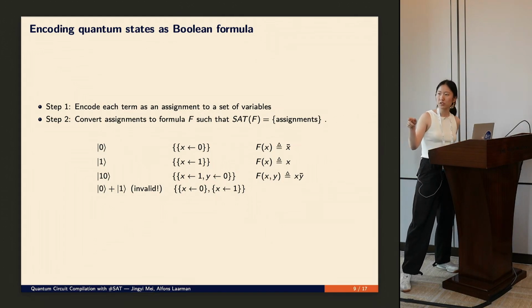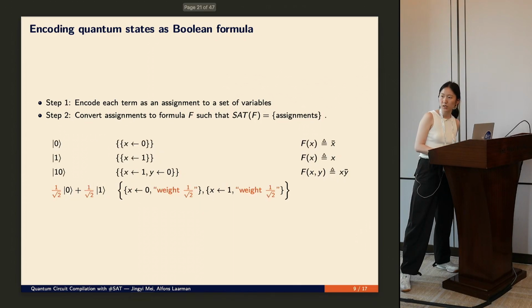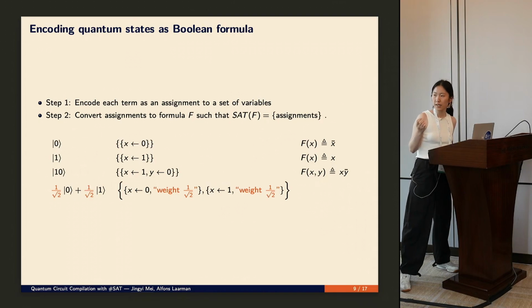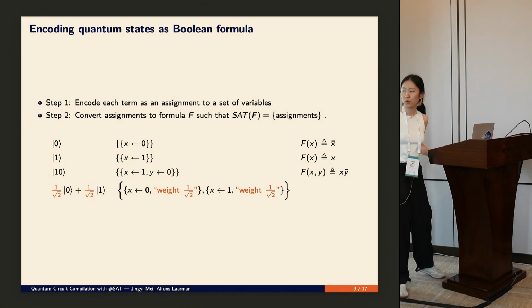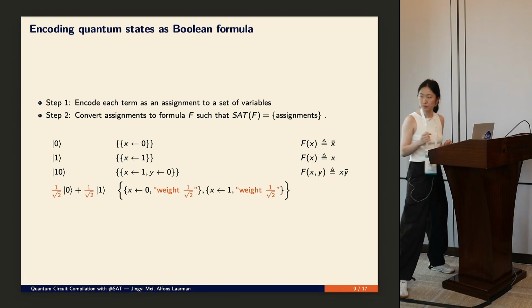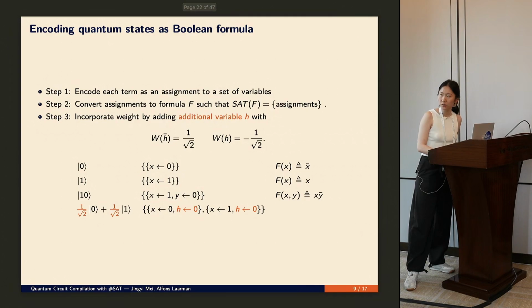So for superposition, I will use two satisfying assignments for each basis state. And so in this case, there are two satisfying assignments. And to make it a valid state, I add amplitude here, 1 over square root 2. So I need to keep information of this weight on each basis state. And to encode this weight, we need this weighted model counting.